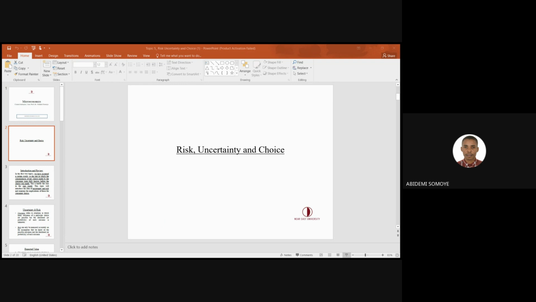So in the first two topics, we have assumed a certain world. That is the one in which the consequences of any choice made by the consumer were fully known before the choice was made. This is hardly the case in the real world. This topic would introduce the idea of uncertainty and risk and examine the implication of this consumer choice. So let's take a look at what uncertainty is.